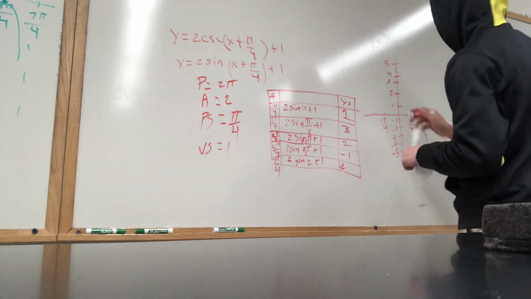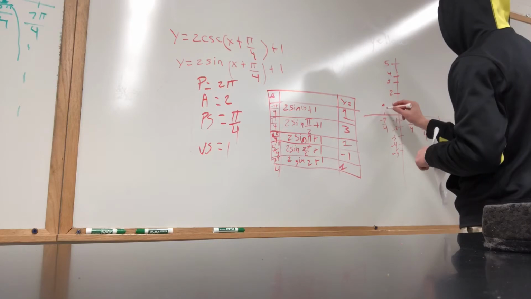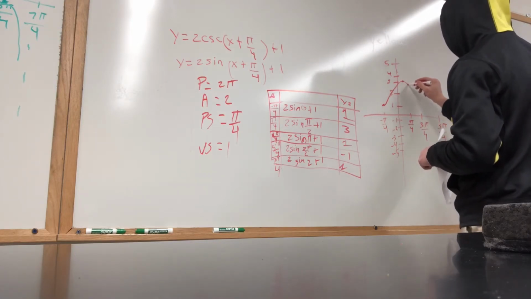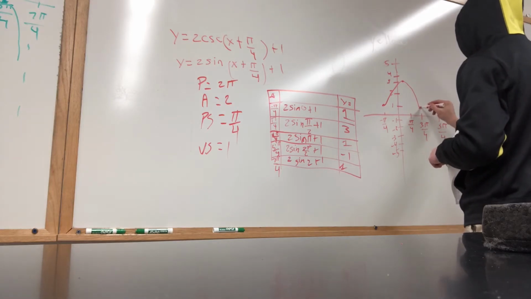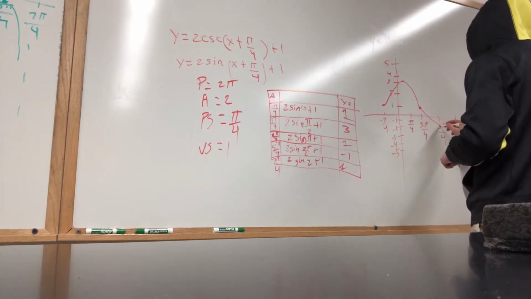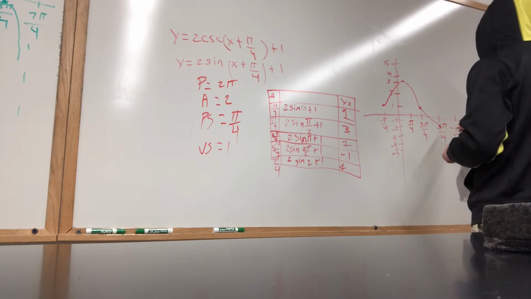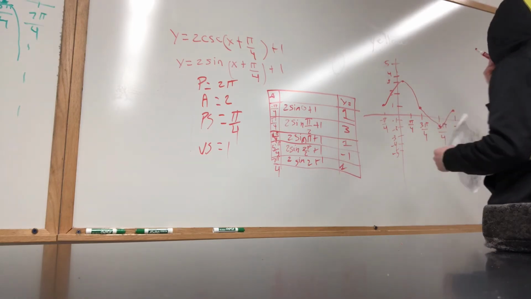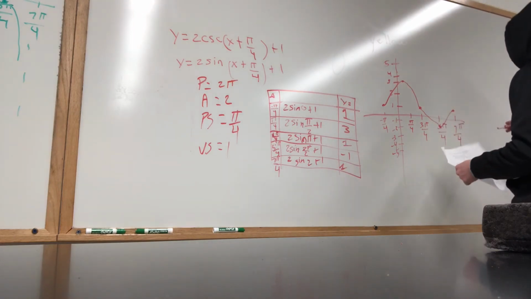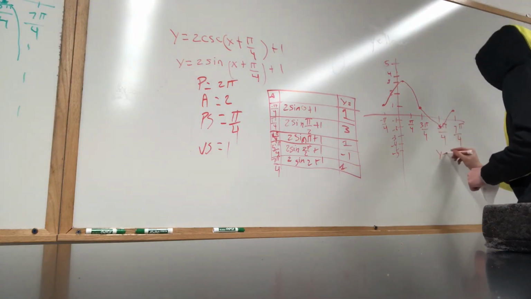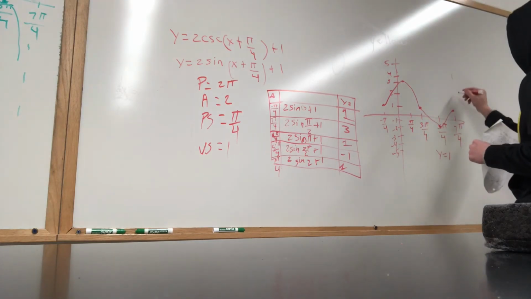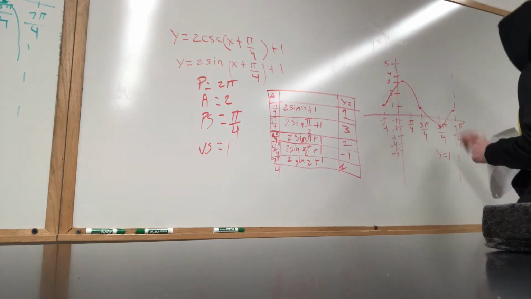So when it's at negative pi over 4, it'll be at 1. Then we'll go all the way up to 3 when it gets to pi over 4. Then we'll go back down to 1 when it gets to 3 pi over 4. Down to -1 when it's at 5 pi over 4. And back up to 1 when it's at 7 pi over 4. So wherever it crosses y equals 1, there will be a vertical asymptote. So let's go ahead and put that there.